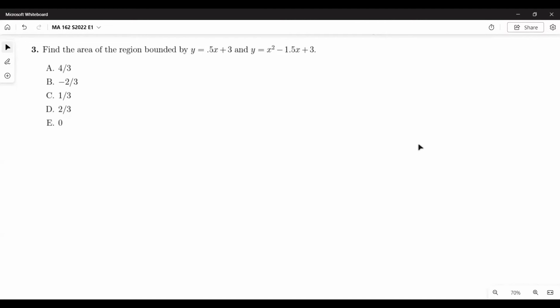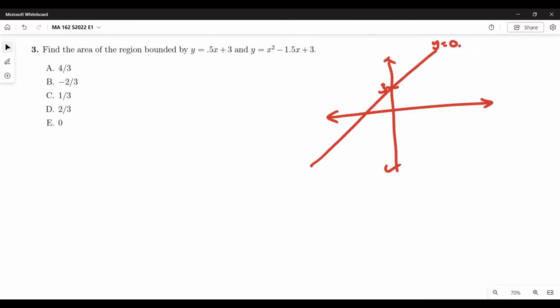Okay, so this question asks to find the area of the region bounded by y = 0.5x + 3 and y = x^2 - 1.5x + 3. Let's draw these curves. So y = 0.5x + 3, and then y = x^2 - 1.5x + 3. So like this graph. Okay, so maybe it's not over the axis, but like this. Okay, so we have the graph and the area.